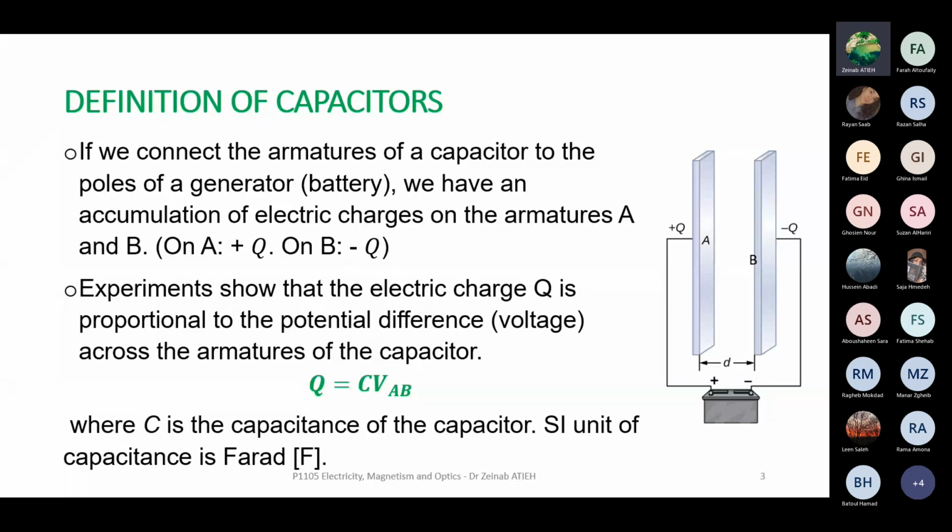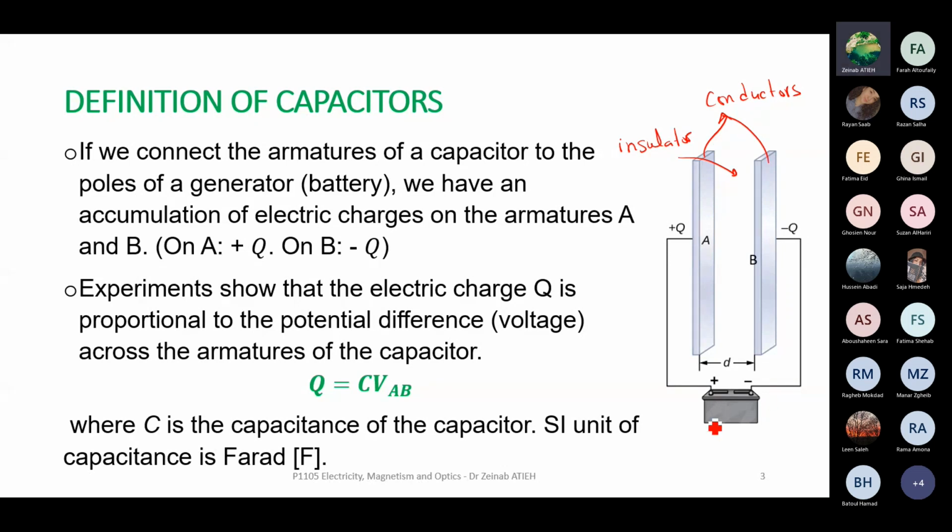Let's take a look at how the capacitor works. If we connect the armatures of a capacitor to the poles of a generator, a battery, we have an accumulation of electric charges on the armatures A and B. Let's take a look at the figure to the right. You can see that we connect our capacitor. This is a parallel plate capacitor. We have two conductors here, and in between we have an insulator. It can be vacuum, it can be air, it can be anything.